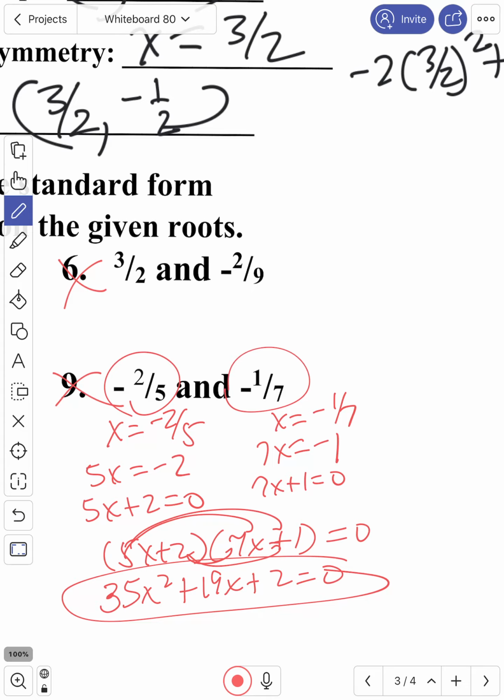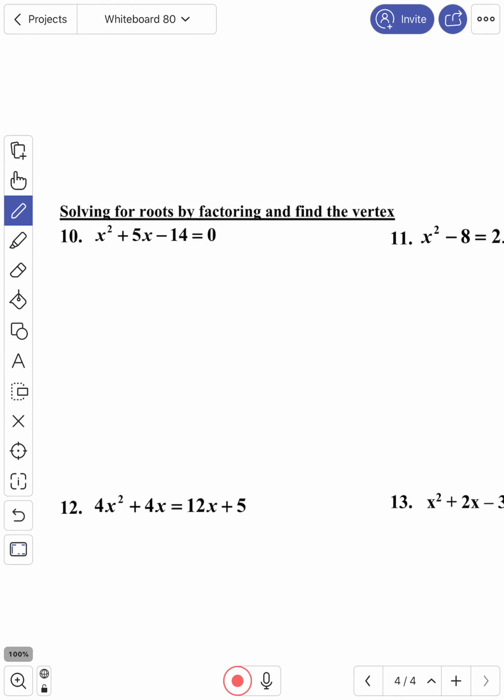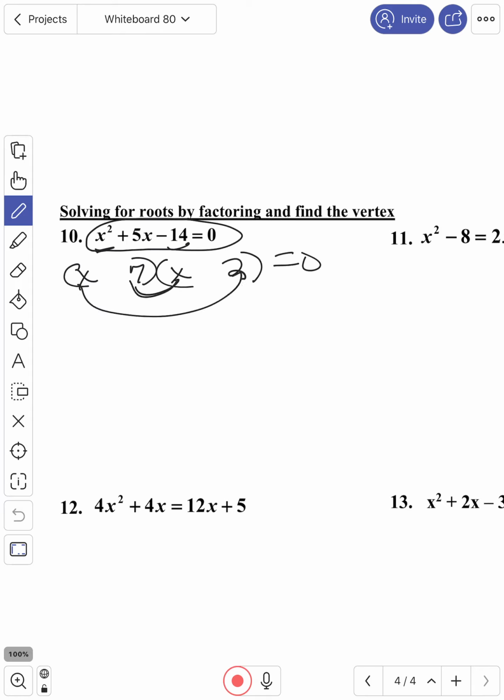All right, now we're going to the next page, and we are going to solve by factoring and find the roots. First rule of factoring is take out what's in common. These don't have anything in common, so I'm going to factor x times x. 14, I'm going to use 7 and 2. This is 7 and 2. I can get a 5 if it's a positive 7 and a negative 2.